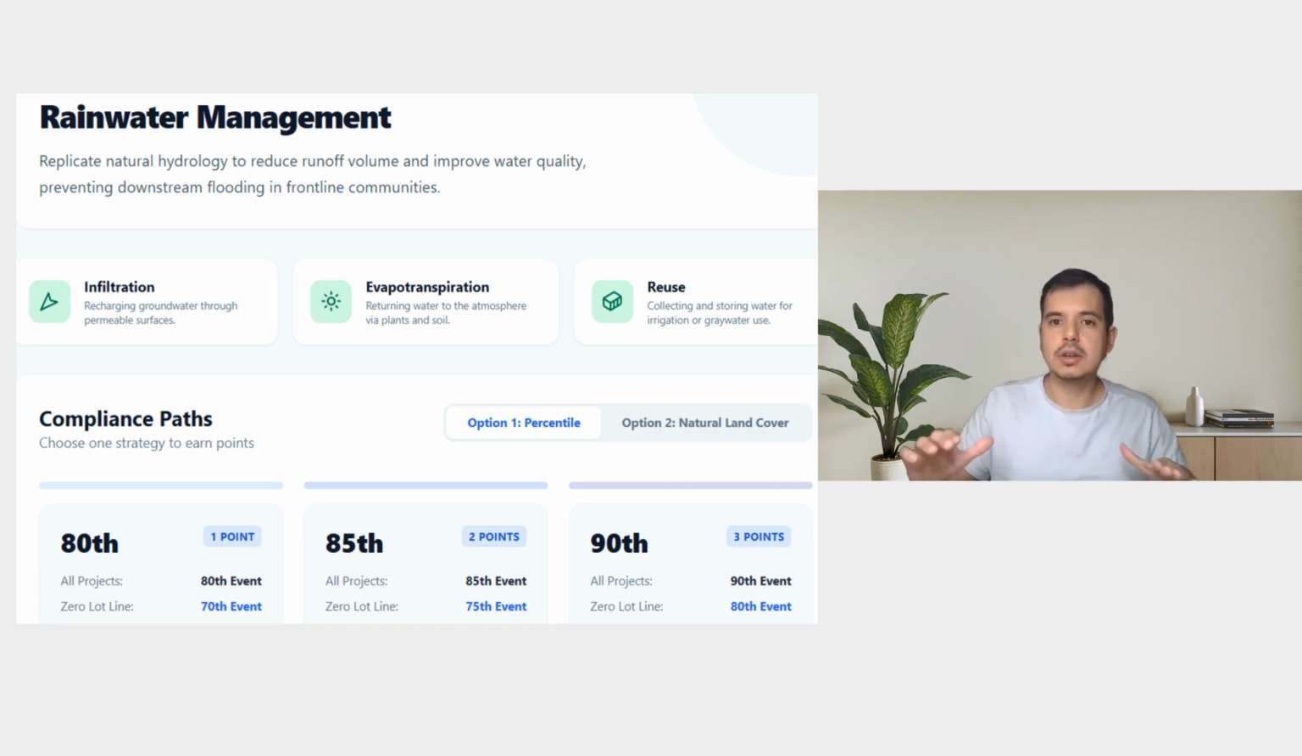Now, zero lot line means that my building is occupying the entire area and I don't have any space beside the area where my building is being built. It's way more difficult to collect the water like that. So if that is the case, they reduce the percentage a little bit because it is more difficult: 1 point for 70%. If we reuse 75% of the water, we get 2 points. And if we reuse 80% of the water, we're going to get up to 3 points.